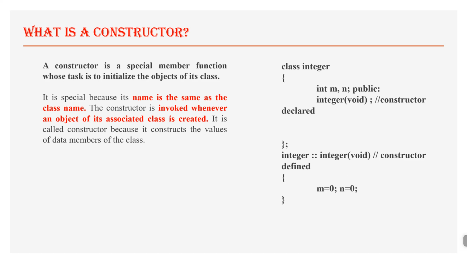A constructor is a special member function. So it should be a member function, a special member function. There is a rule to declare that as a member function. What is the responsibility of that member function? Its responsibility is to initialize the object whenever it is declared.